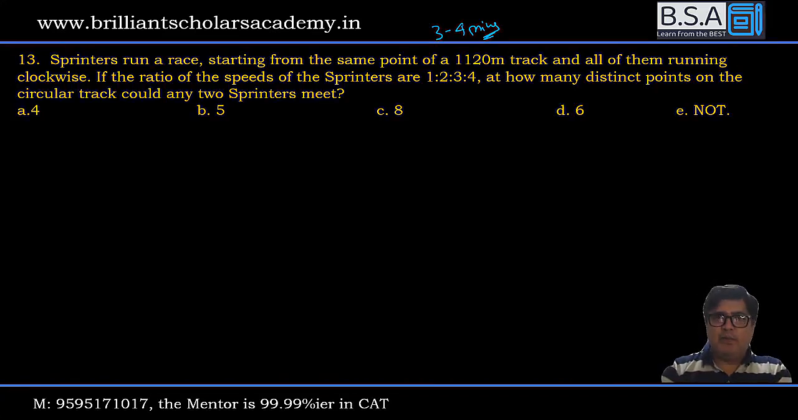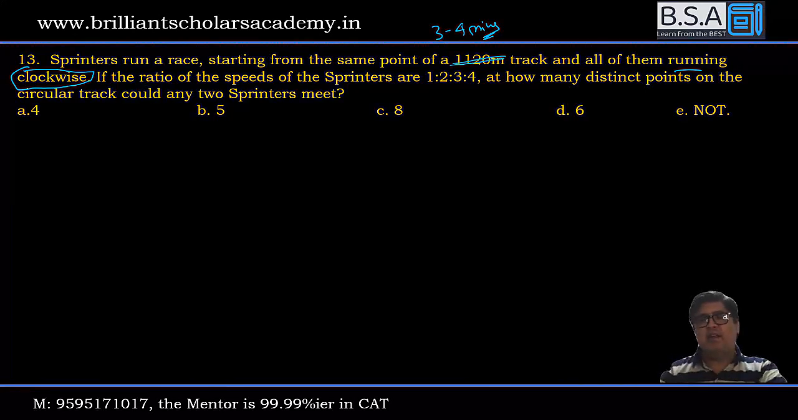Slow down. The number of points of meeting does not depend upon the length of the track. Irrelevant. All of them are running clockwise. Directions matter. All of them are running clockwise. According to me, to the right side. The ratio of the speeds is this.